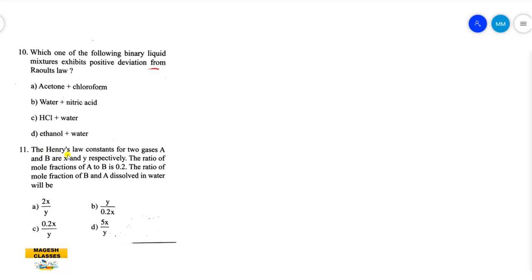Question number 11. The Henry's law constants for two gases A and B are X and Y respectively. The ratio of the mole fractions of A to B is 0.2. The ratio of the mole fractions of B to A dissolved in water will be.